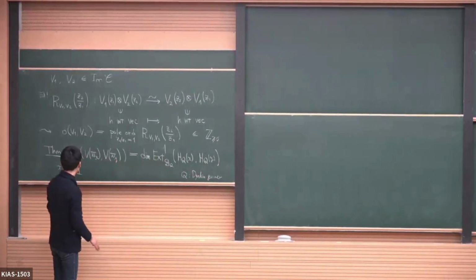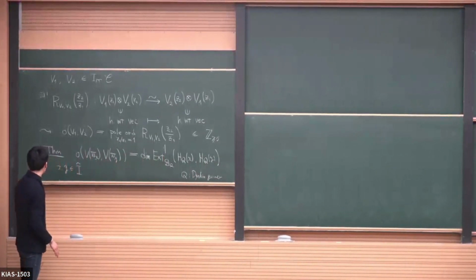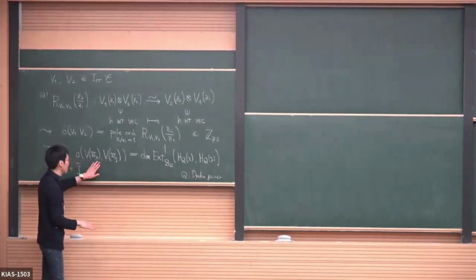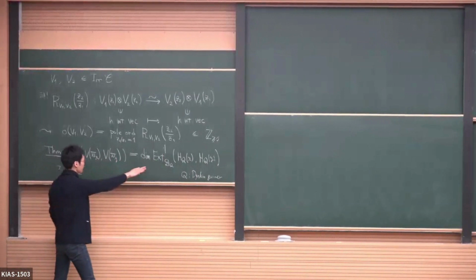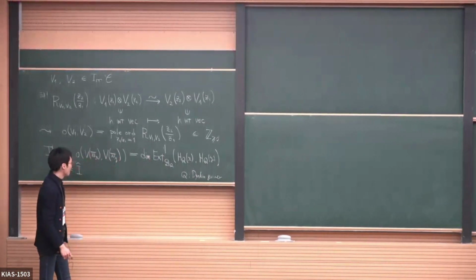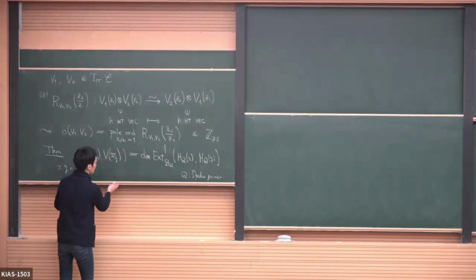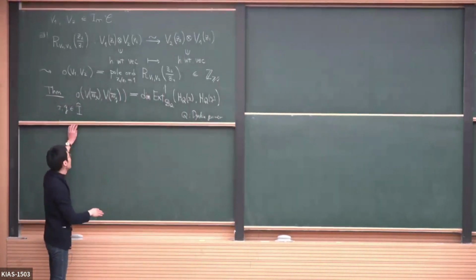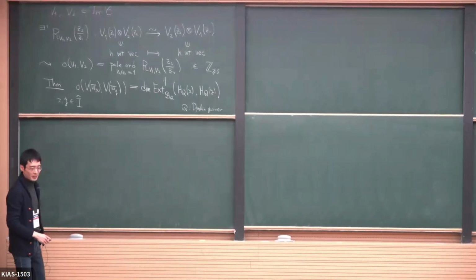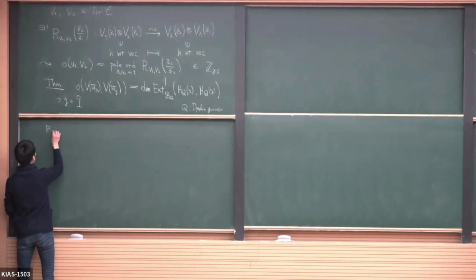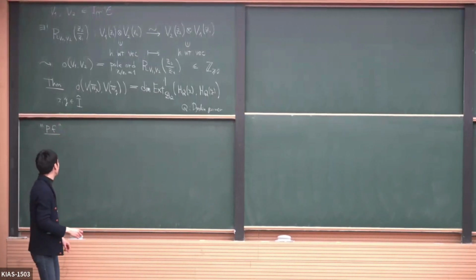And this theorem states that this numerical invariant, the R matrix invariant, is equal to the dimension of Ext^1 of the corresponding indecomposable objects in the derived category. So let me explain how to prove this statement by using the geometry of Nakajima quiver varieties. So this is a proof, but this is a rough proof.